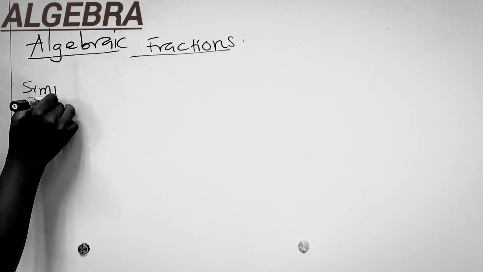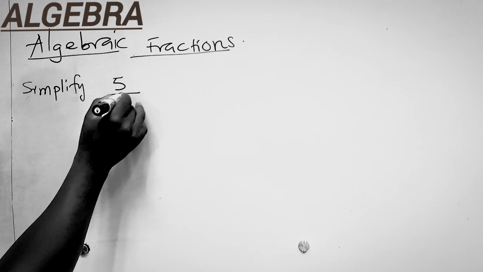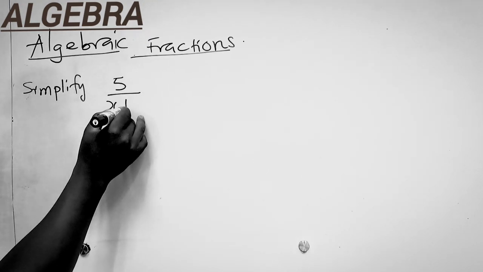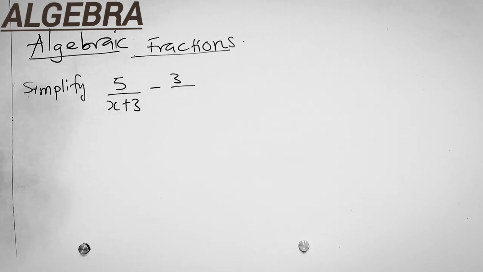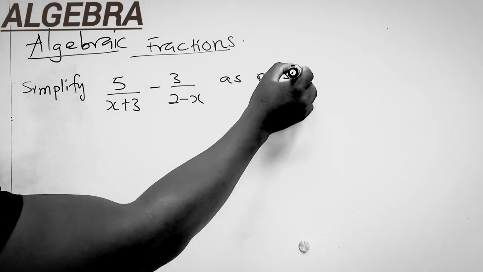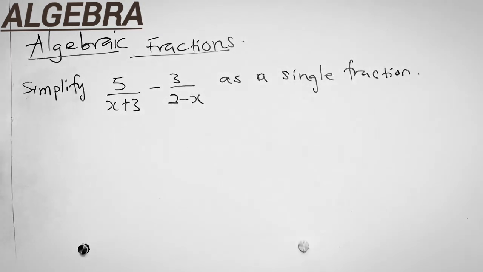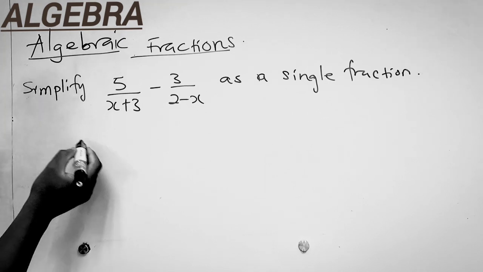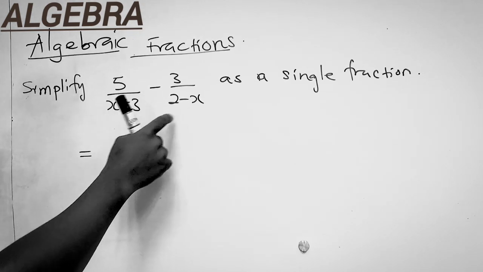Simplify 5 over x plus 3 minus 3 over 2 minus x as a single fraction. So what we do here is just like addition of fractions as what we were doing in grade 4. We just have to find our common denominator. In this case, our common denominator is the lowest common multiple of these two.